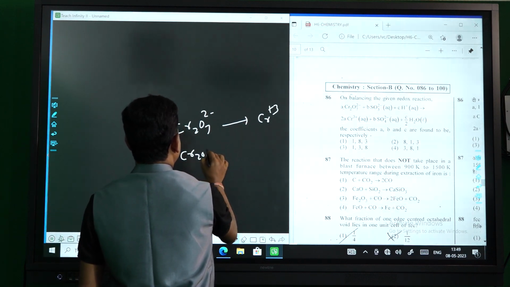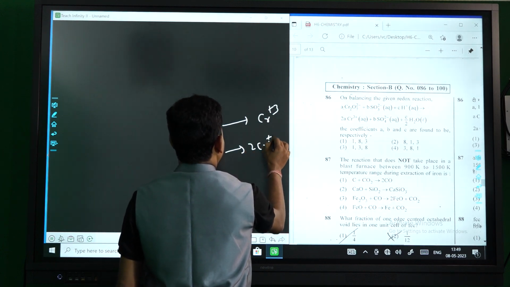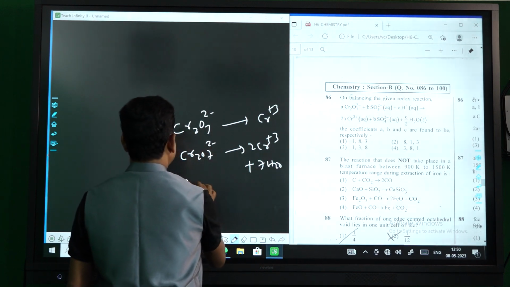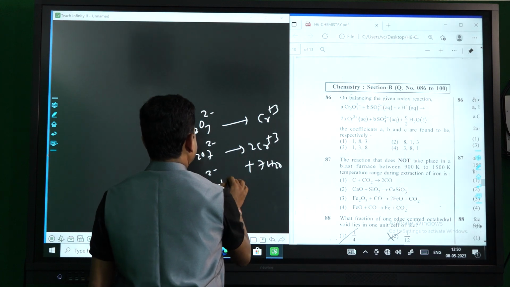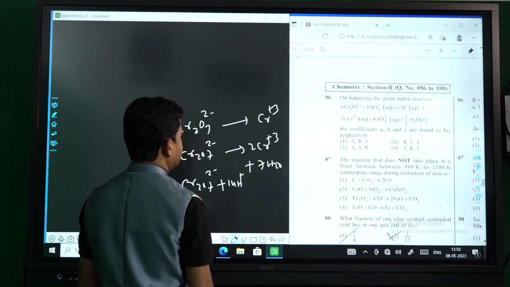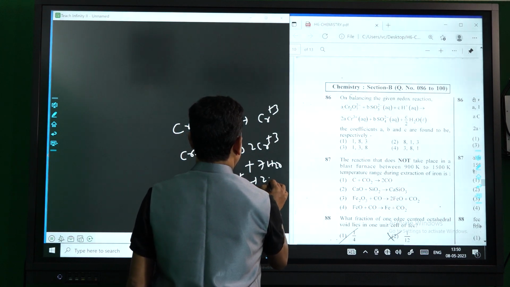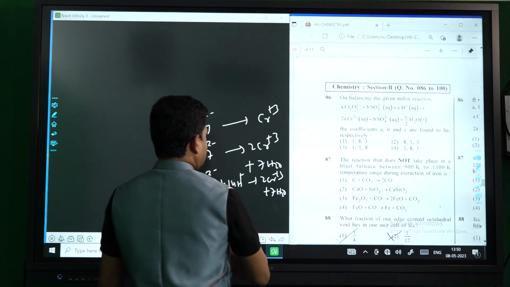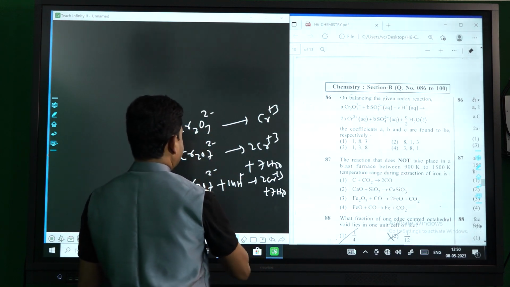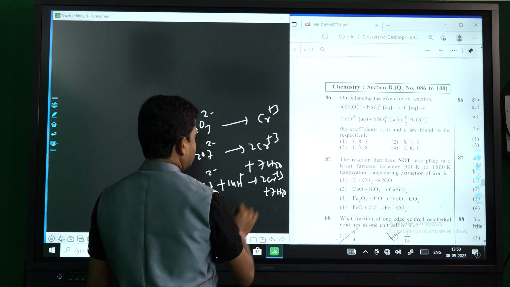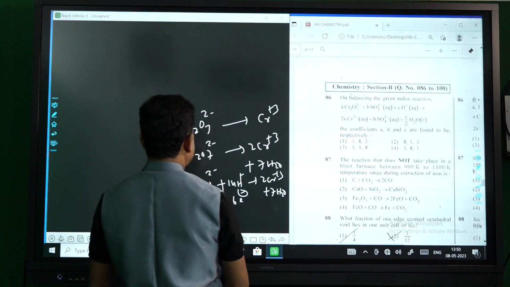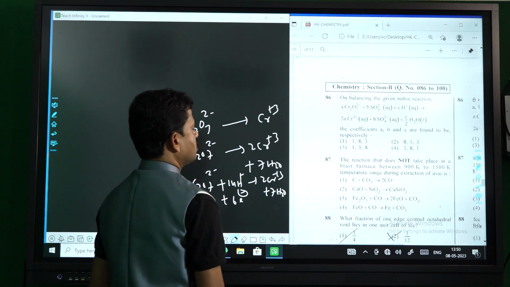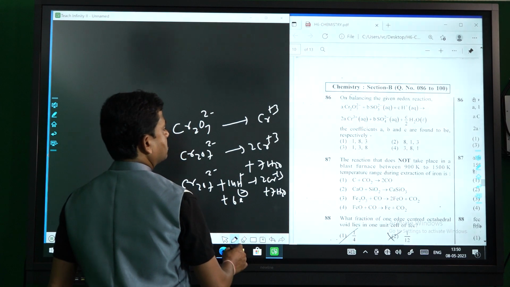Cr2O7 2 minus gives 2 chromium plus 3, and balance the oxygen. Here is 7H2O, and for Cr2O7 2 minus, here 14H plus. So 14H plus, 2 Cr plus 3, 7H2O, and now equalize the charge. Here is 12 positive, the other side 6 positive, so 6 electrons. So 6 electrons, and Cr plus 3, 2. So this part is given.